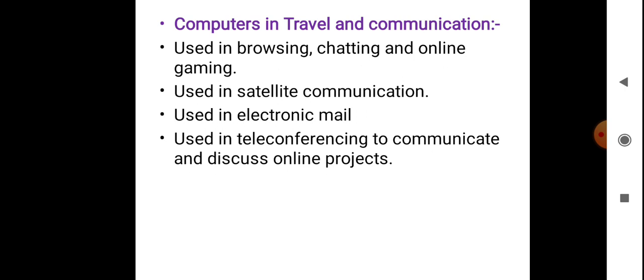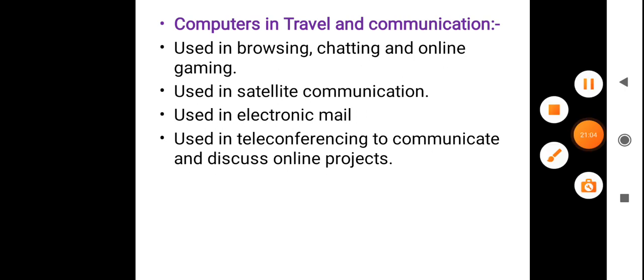Okay. Next, computers in travel and communications. Nowadays, for communication purposes, computers are very important for browsing information, chatting, and online gaming. For all these things, we use computers. For communication establishment, we have to use a satellite, and in satellites also, we use computers. In electronic mails, they are used in teleconferencing to communicate with people and to discuss online projects.